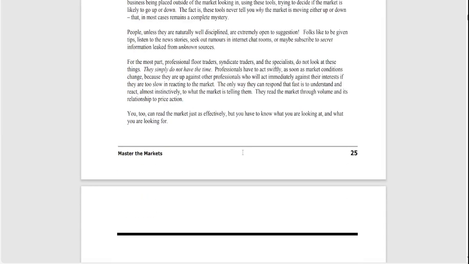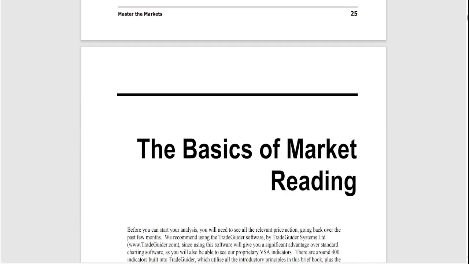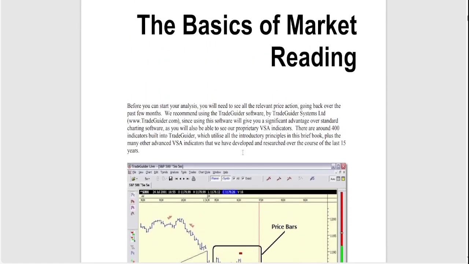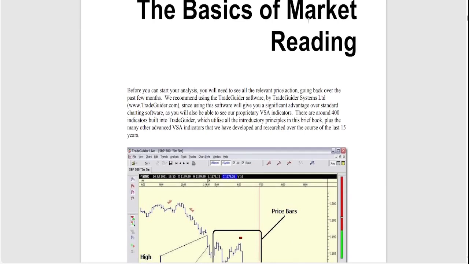Just read that. I don't want to waste my time. Relax, I will go to the charts and tell you the strategy. Just read this book 2 to 3 times, that's what I want. Just go through the basics of market reading.